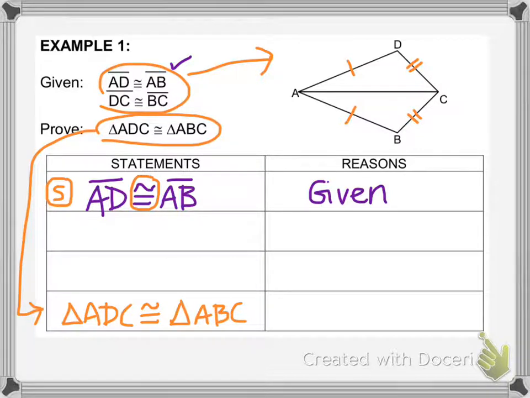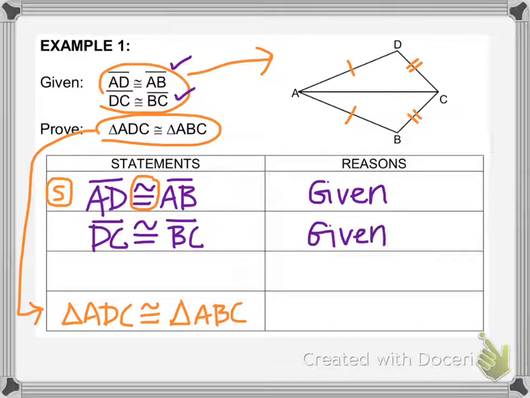My next given is that segments DC and BC are congruent. So let's write that: DC is congruent to BC. The reason is given. Now I do have a congruent symbol and these do represent sides, so I'm going to put an S for sides. So now I already have two congruent statements, and I need three. Let's say we wanted to see if we can do SSS.